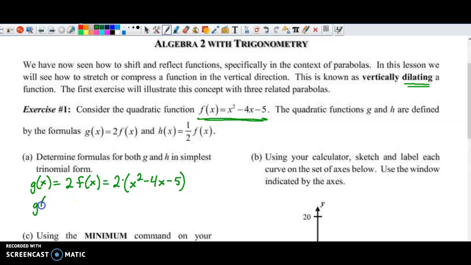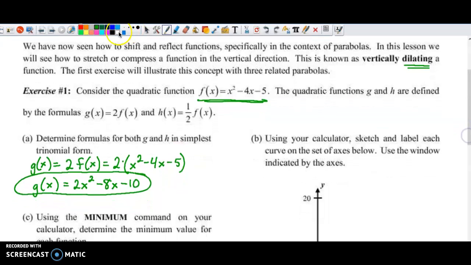So I'm going to rewrite g of x. I won't show you as much work for h of x. We're looking at 2x squared minus 8x minus 10. So then what does h of x look like? Well, it looks very similar, except we're dividing everything by 2, because it's half. And I hope you would realize that dividing by 2 is the same as multiplying by 1/2.